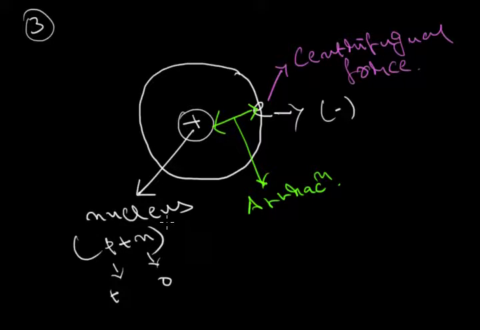Number 1, most part of the atom is vacant. Number 2, total positive charge and mass is centered in a small part of the atom at the center called the nucleus, and around the nucleus electrons revolve in a circular path, and the attraction between nucleus and electron is nullified by the centrifugal force generated due to revolution of the electron. That's all about Rutherford's model and Rutherford's experiment.